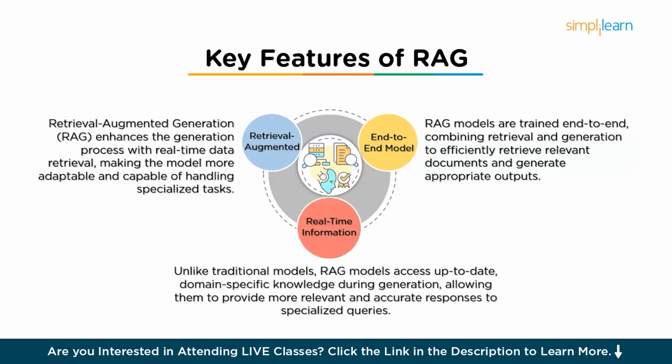And then comes real-time access to information. Unlike the traditional models, which can only generate content based on what they have learned during training, RAG models can use up-to-date and domain-specific knowledge retrieved during the generation process. This allows the model to provide more relevant and accurate responses to specialized queries.